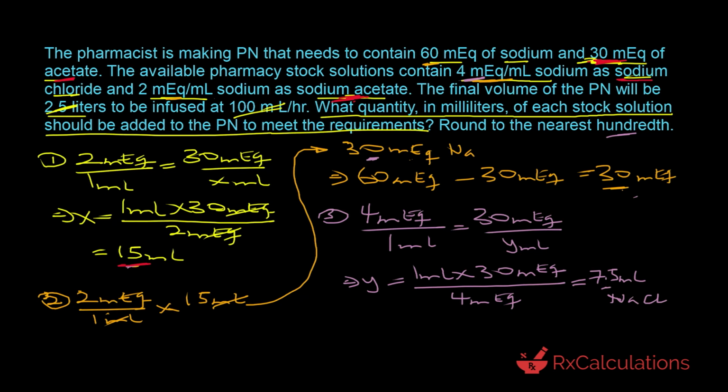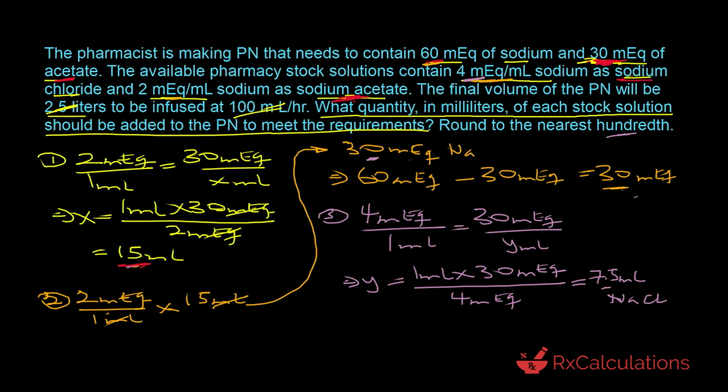Now, let's just take a parenthetical detour. If you decided to supply the entire 60 using the acetate, you're going to give 60 MEQ of acetate. Too much for the patient. Not possible. Got it. So use acetate.